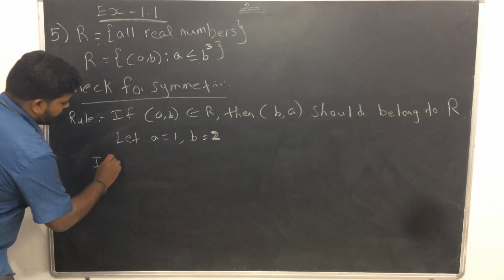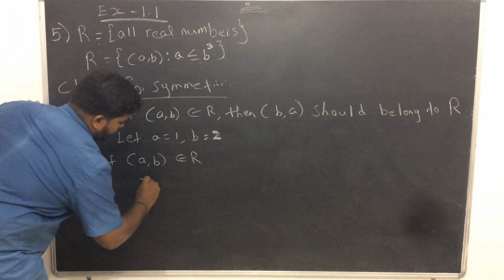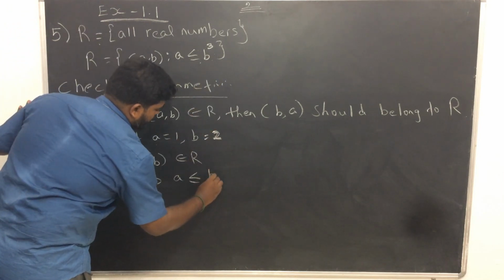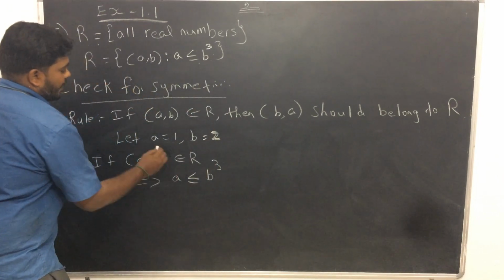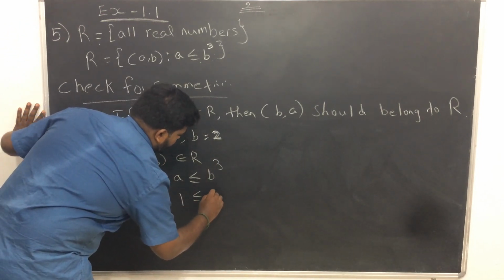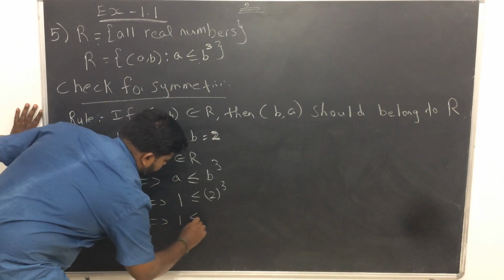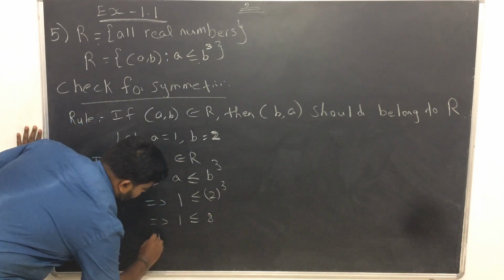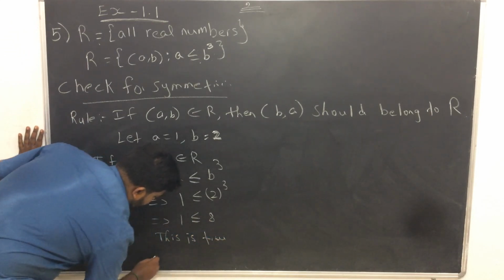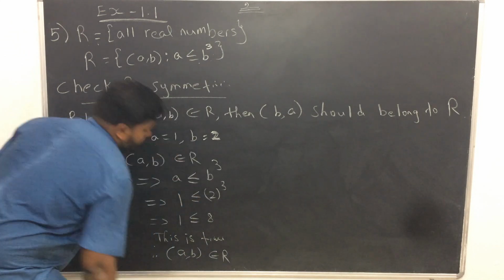So, if (a, b) belongs to R, it implies that a is less than or equal to b cube. In this case, it implies that 1 is less than or equal to 2 cubed. This is true. Therefore, (a, b) belongs to R.